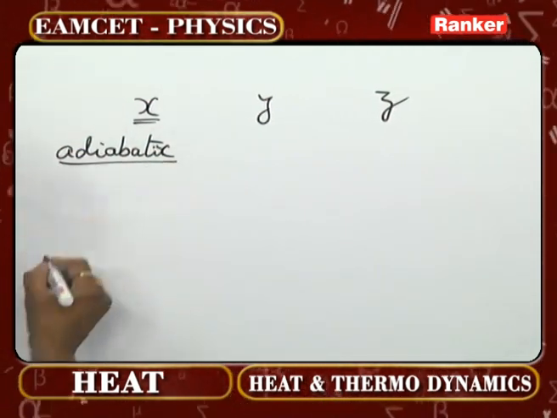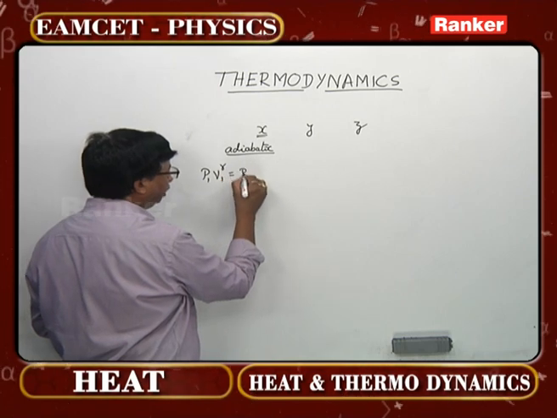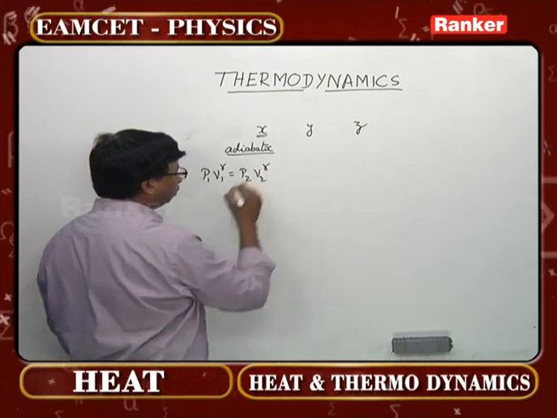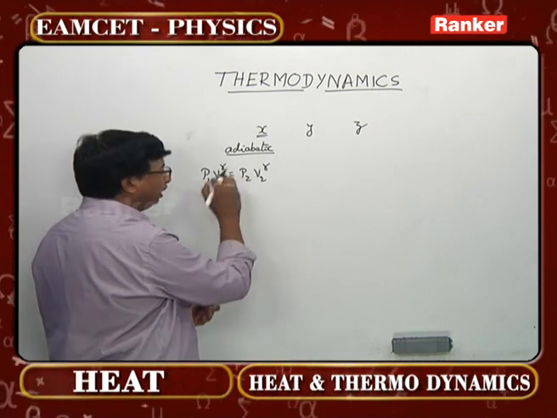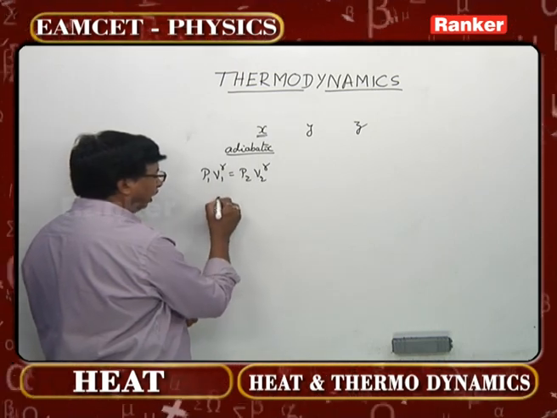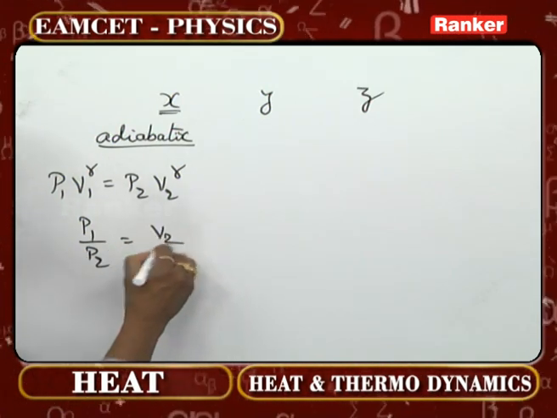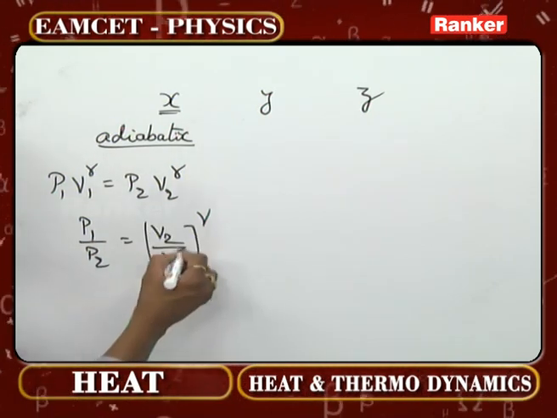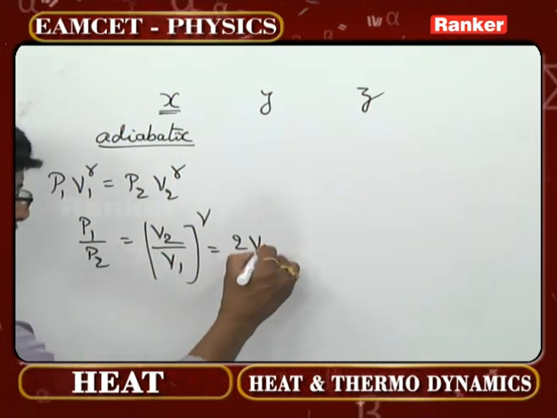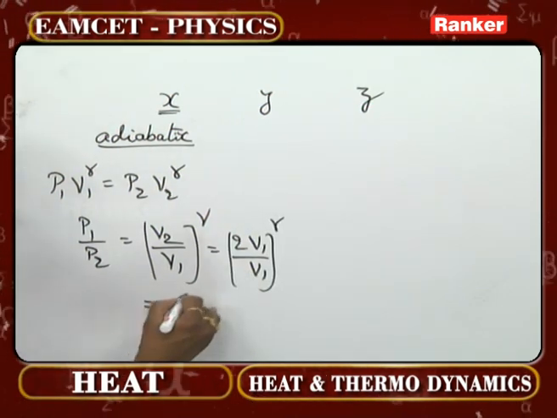Adiabatic process means one should take P1 V1 to the power gamma is equal to P2 V2 to the power gamma. Now his concept is what? Volume is doubled. Then I can directly write this way, P1 by P2 is equal to V2 by V1 whole power gamma. Then what is V2? It is 2V1 by V1 whole power gamma. So what will be this value now?